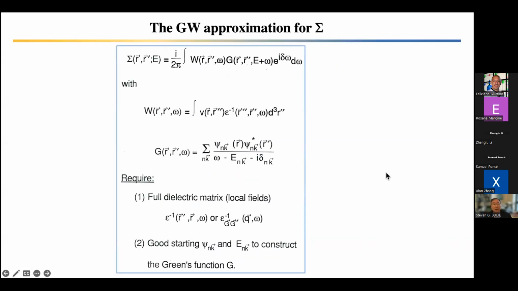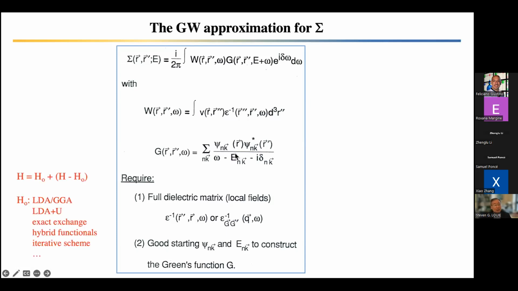Now, to form the self-energy operator, one needs to know the interaction and also the Green's function. So the required input to such a calculation involves the full dielectric matrix, which is non-local and frequency dependent for the material, and also a starting point for the wave function and energy to construct the Green's function.